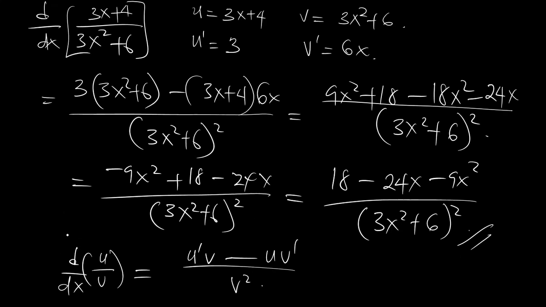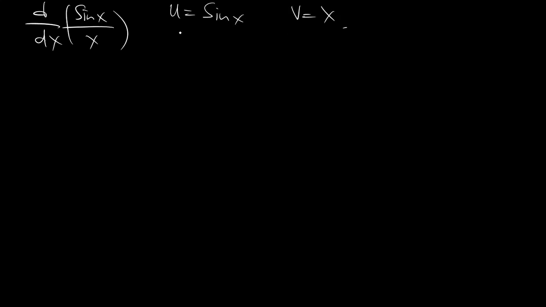Now let's go to another problem. Another problem we have is find the derivative of sine x all over x with respect to x. Now in this you have your u to be sine x, the v to be x. So now u prime will now be cos x while v prime is 1. Now look at the formula here again.